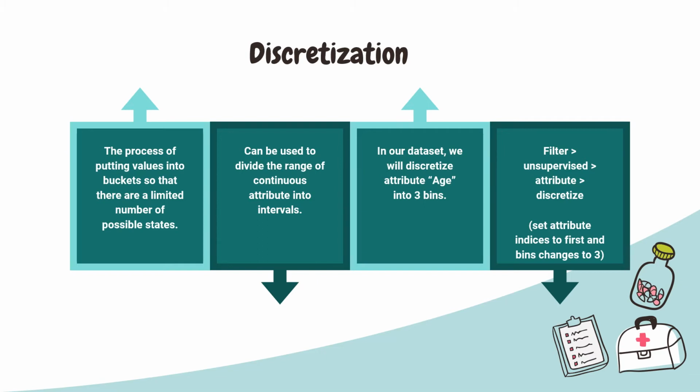You may set the description of discretize. For our dataset, I set the attribute indices to first, on 1, because the attribute is at the first label in the dataset, our first attribute in the dataset. And for bins, I change to 3 because I want to implement only 3 bins for the dataset. Then you may press OK, then save, and then apply.